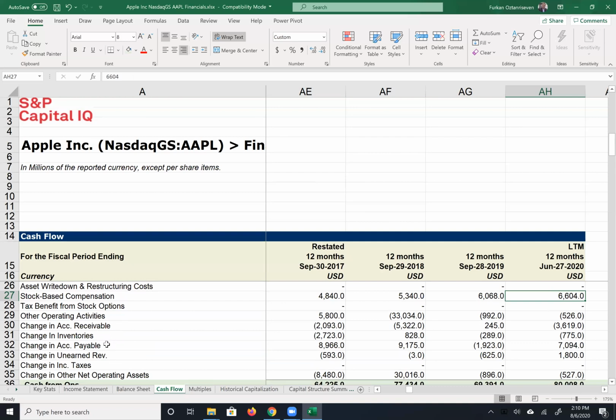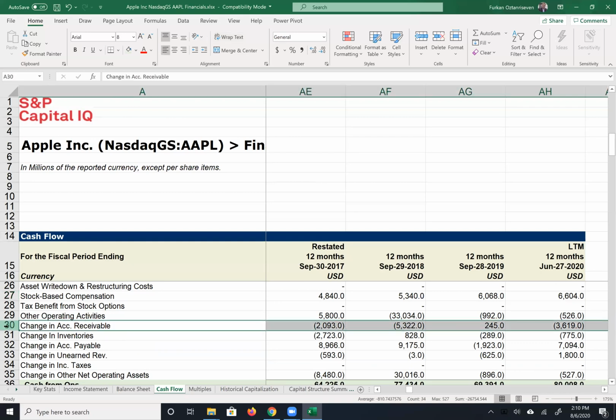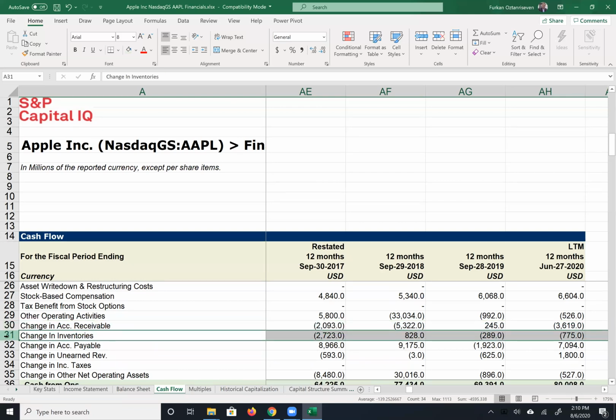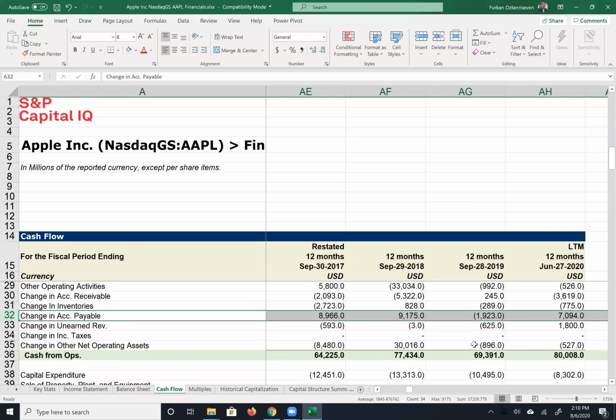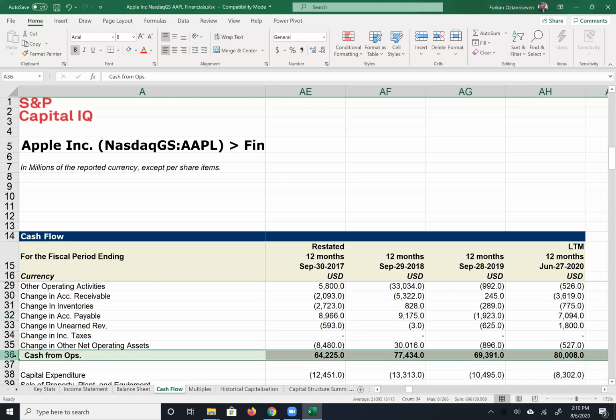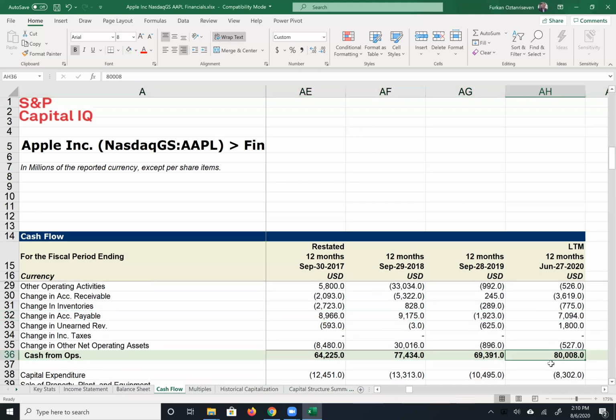I'm not going to go into so much detail, but for example, you can see that receivables look like an increase, so we have negative $3.6 billion there. Inventories increased, so another $0.7 billion there. Accounts payable basically increased as well. That's a positive cash flow for us, $7 billion. And if you add them all up, this shows us here the cash from operations for Apple is $80 billion of cash generated.